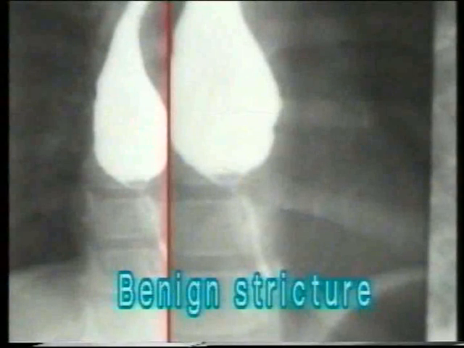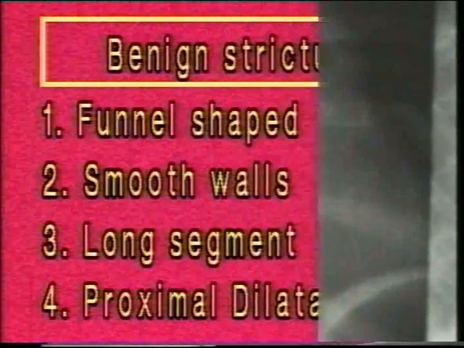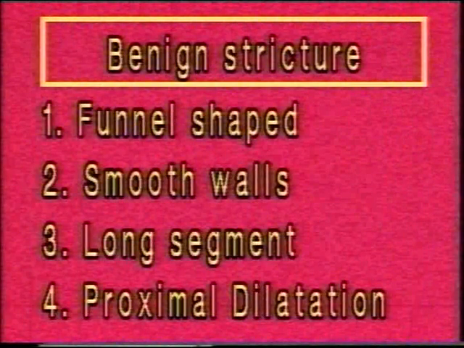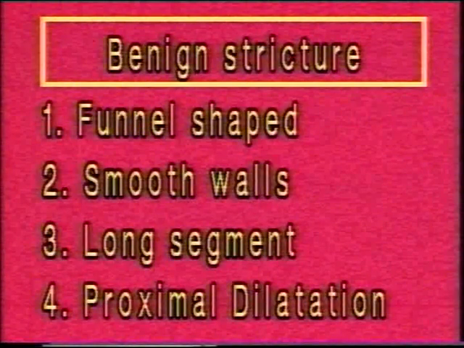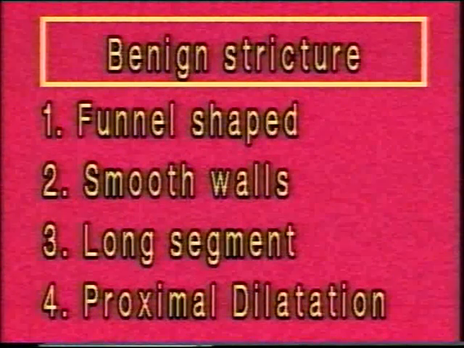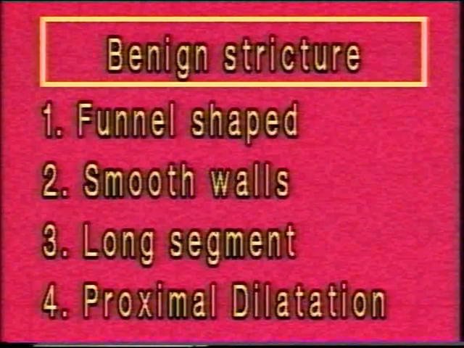This is another stricture with no shouldering, smooth mucosa of the strictured segment, and marked proximal dilatation. This is probably a benign stricture. So the characteristics of a benign stricture are a long segment stricture with smooth walls, funnel shaped upper end merging gradually with the dilated esophagus without shouldering, and proximal dilatation of the esophagus.